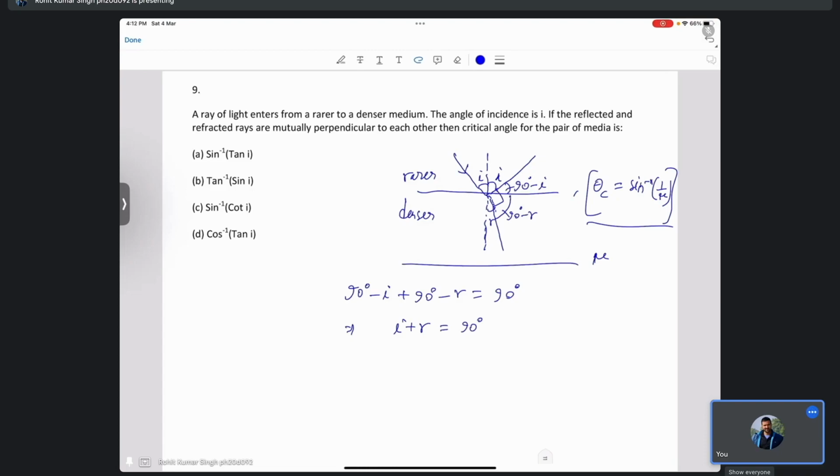Okay. Now, you have R is equal to 90 degree minus I. And here in the options, you can see that the answer is written in terms of incident angle, right? So now we can use Snell's law, which is mu equal to sine I by sine R. And you know the sine R, which is sine 90 minus I.